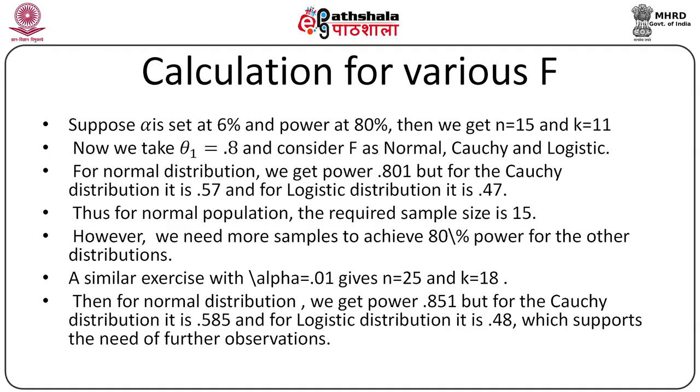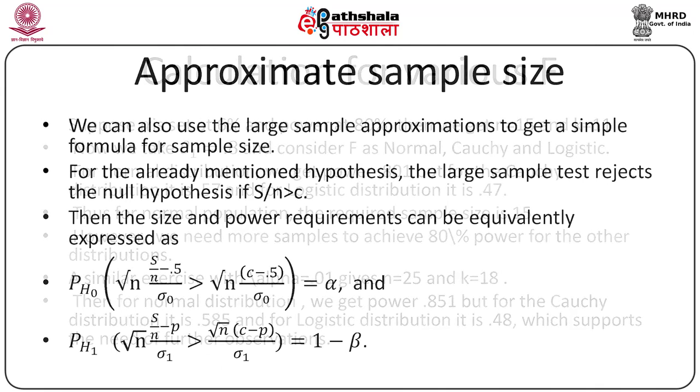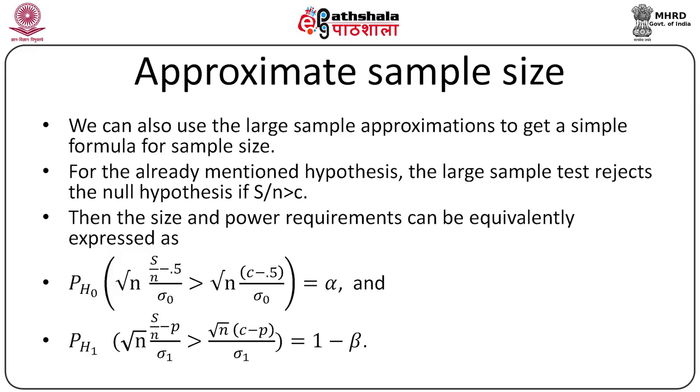A similar exercise with alpha equal to 1% gives n equal to 25 and k equal to 18. Then, for normal distribution, we get power 0.851, but for the Cauchy distribution, it is 0.585 and for logistic distribution, it is 0.48, which supports the need of further observations. Thus, for distributions other than normal, the sample size becomes huge. For a clear picture, we use large sample approximations. We can get an easier formula using the large sample approximation.